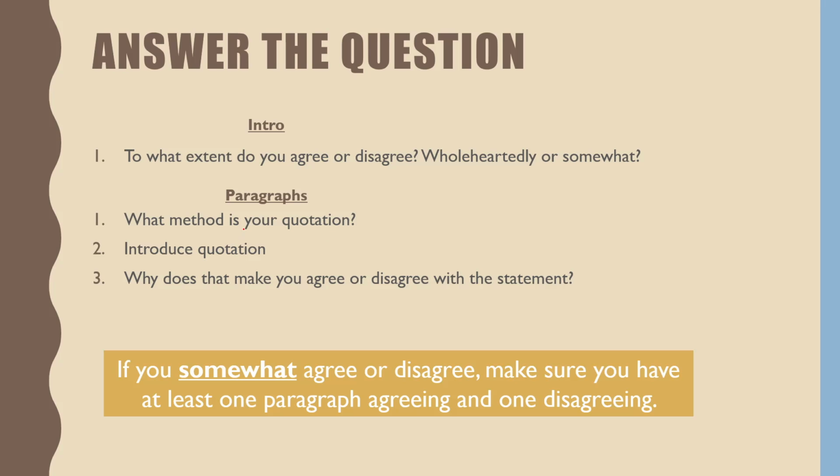Then in each paragraph, you're going to do these three points. You're going to say what method your quotation is; I'll explain that in a minute. Then you're going to introduce that quotation. Then you're just going to go ahead and explain why that quotation makes you agree or disagree. Okay? And I'll break this down in a minute. Just a quick note: if you do somewhat agree or disagree, then you've got to make sure you have at least one paragraph agreeing and another paragraph disagreeing. Otherwise, that's not somewhat, that's wholeheartedly. Wholeheartedly just means completely.